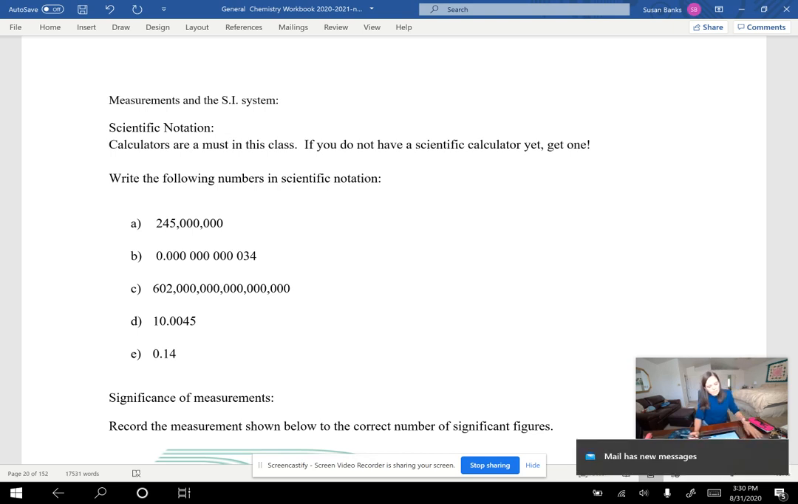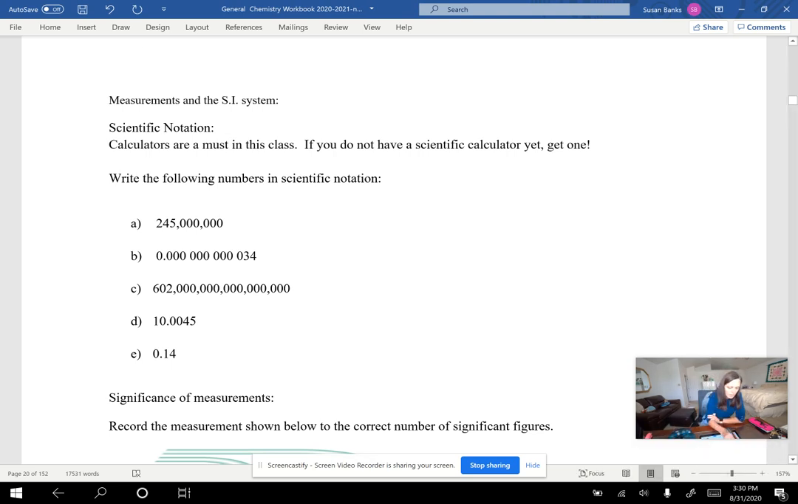Okay, we need to do a plug for calculators. Calculators are a must in this class. If you do not have a scientific calculator yet, please go out and get one. I do have a few in the class that you can borrow if you do not have one. They're on the side counter. I'll show them to you in class if you need one.